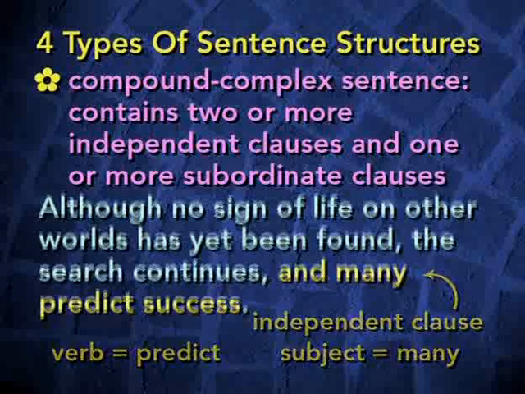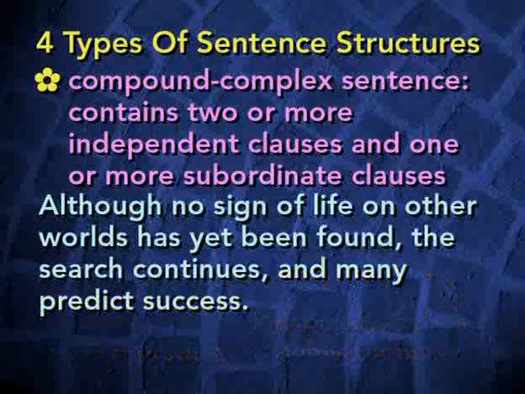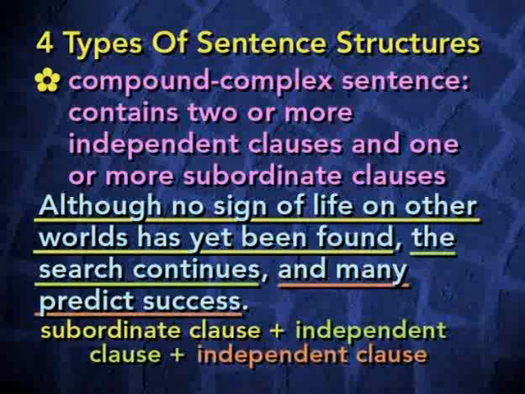So now let's step back and look at what we have. We have a sentence consisting of 3 clauses. The first one is a subordinate clause. The second one is an independent clause. And the third one is another independent clause. That's what makes this a compound, complex sentence.